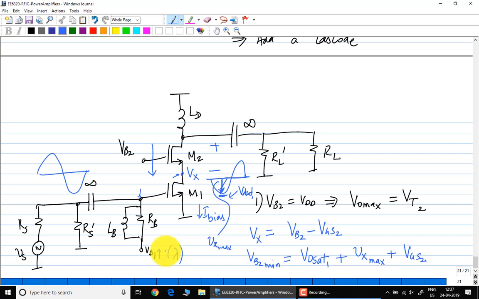If it swings above that, it will cause M2 to go into triode. We have not touched that condition yet. We have only touched the M1 condition. So VB2 minimum has to be this. Now this can clearly be much less than VDSat.